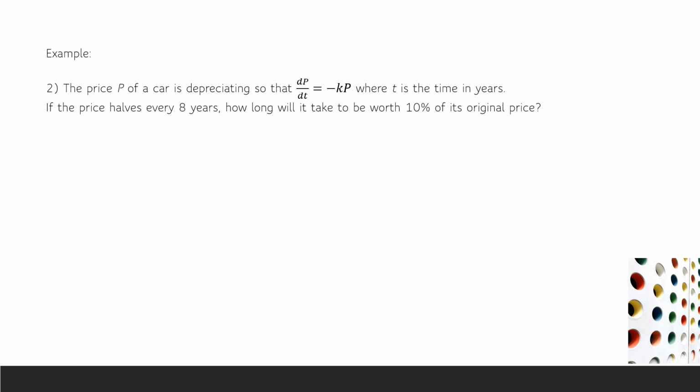So let's start with the first part. The price halves every 8 years. Our formula is always P equals P0 e to the minus kt this time, because we've got a negative growth, so it's the decay. From our original population, our population in 8 years is half. So half of P0, the original, equals P0 e to the minus k times 8. Dividing both sides by P0, you get a half equals e to the minus 8k.